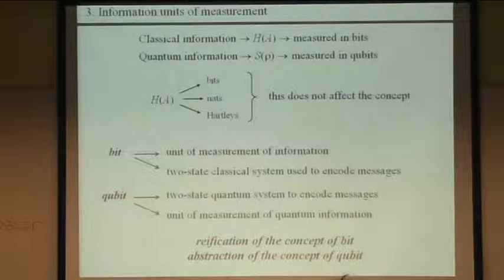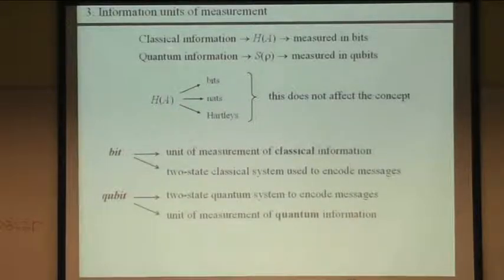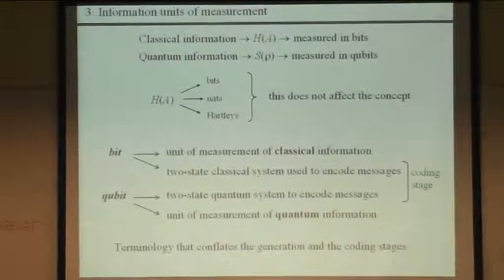And at this point, finally, we arrived at this place. So bit is a unit of measurement of classical information and qubit of quantum information. But the fact is that this kind of terminology confuses, does not distinguish now the coding stage from the stage where the entropy or the information is produced at the source. I mean, it conflates the generation and coding stages.